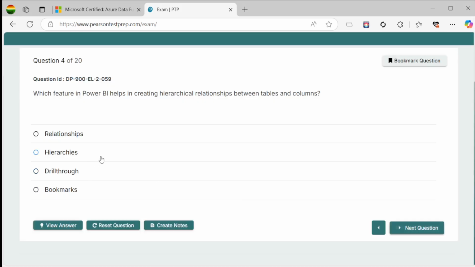Which feature in Power BI helps in creating hierarchical relationships between tables and columns? Hierarchies are like trees of relationships. So how do you create that in Power BI? You might think, okay, so relationships, hierarchies, drill through, or bookmarks? Well, bookmarks and drill through really don't have any place here. Hierarchies is right there in the description, but if you use Power BI, you'll know that this answer is relationships.